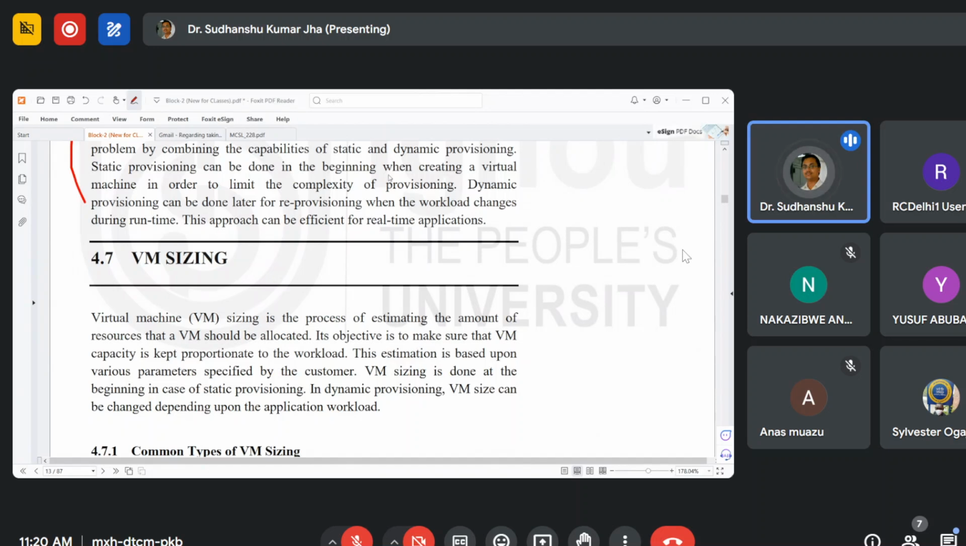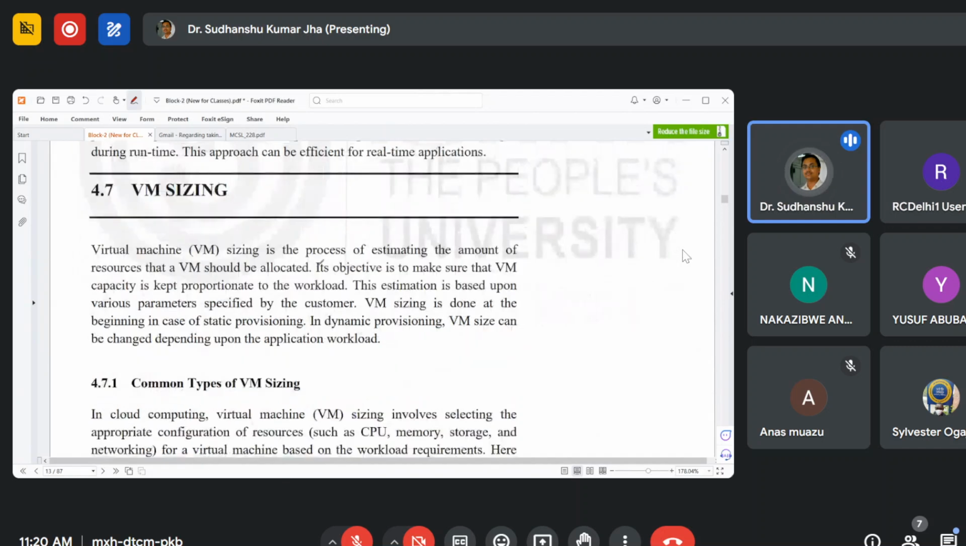So the next approach is VM switching. In the case of VM switching, basically it estimates the amount of resources that a virtual machine should be allocated. We saw yesterday that a virtual machine is talking with the physical hardware. So each and every hardware is being monitored by the virtual machine.